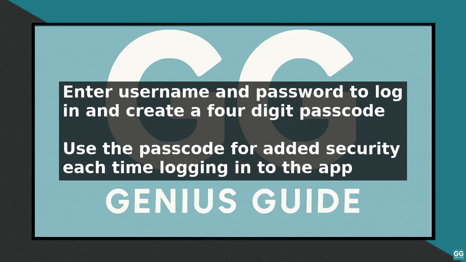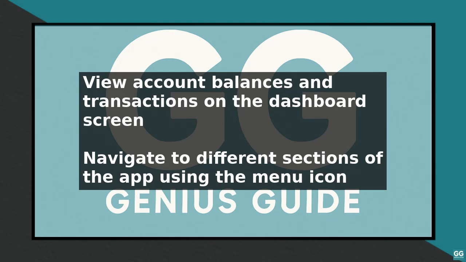To view your account activity, select the account you want to view from the dashboard and then select the Activity tab. This will show you a list of your recent transactions, including deposits, withdrawals, and purchases. You can also filter your transactions by date or category to help you stay on top of your spending.